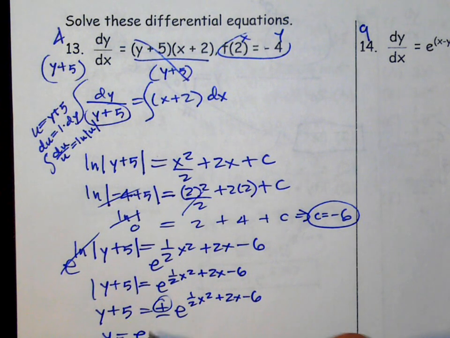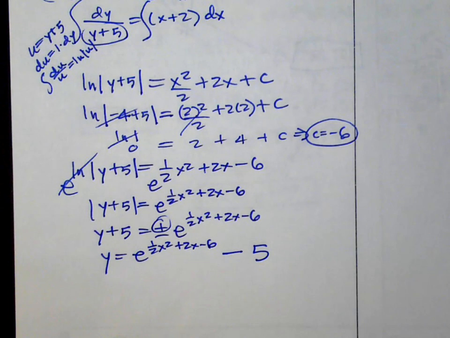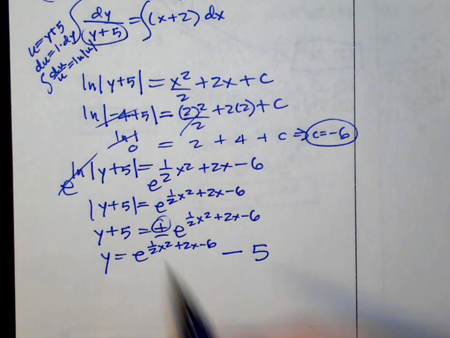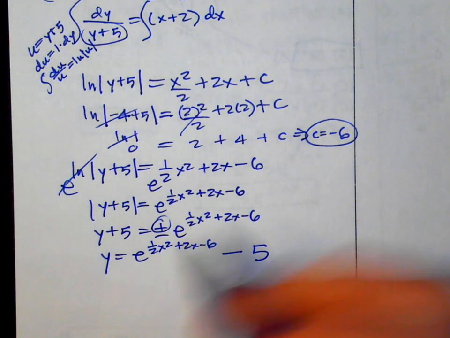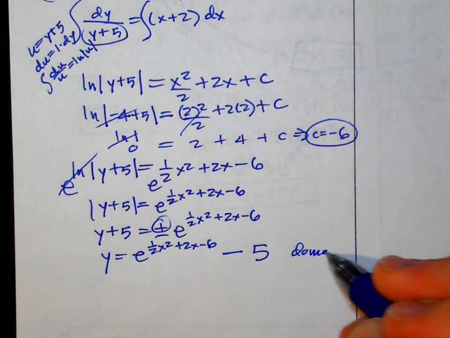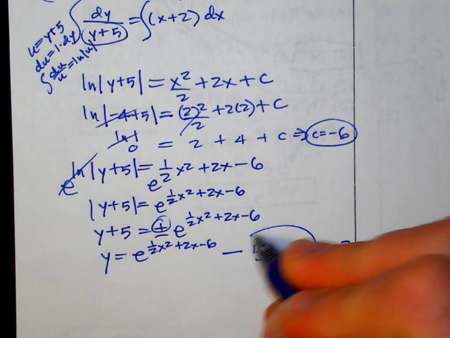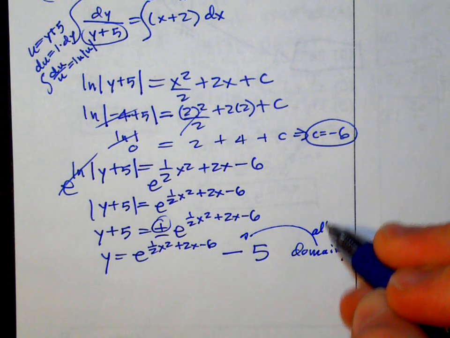And then we need to get this 5 over the other side. So it's going to be e to the 1/2 x squared plus 2x minus 6, all inside the exponent, minus 5 separately. So that's your solution. Now domain, are there any values of x that would be a problem in here? Can you not raise e to certain powers of x? No, that's all good. So as far as domain goes, we check this and it's all reals.